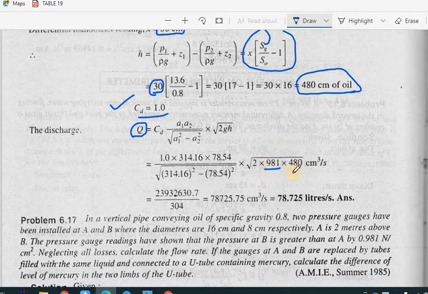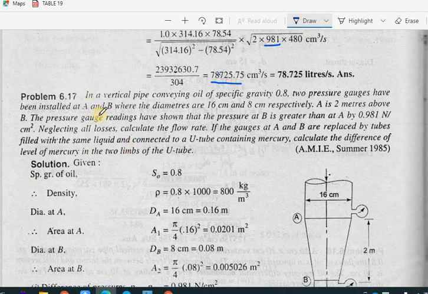Into 480. So from here we can calculate what the discharge is coming out to be: 78725.75 centimeter cube per second. In order to convert this into liter per second, we need to divide it by 1000. So divide this value by 1000, and that will be 78.725 liter per second. After that we'll see the next numerical.